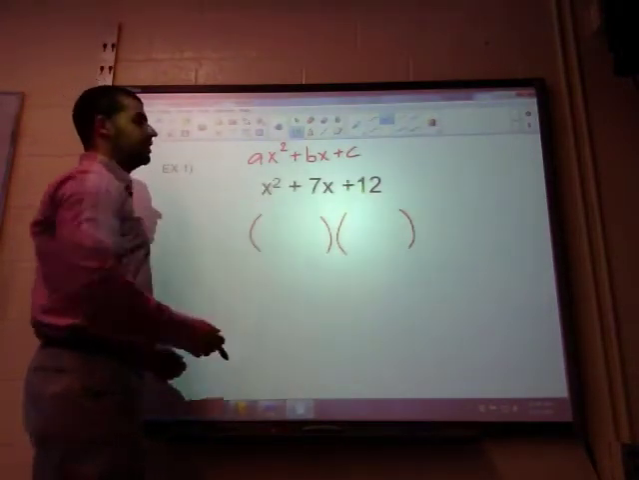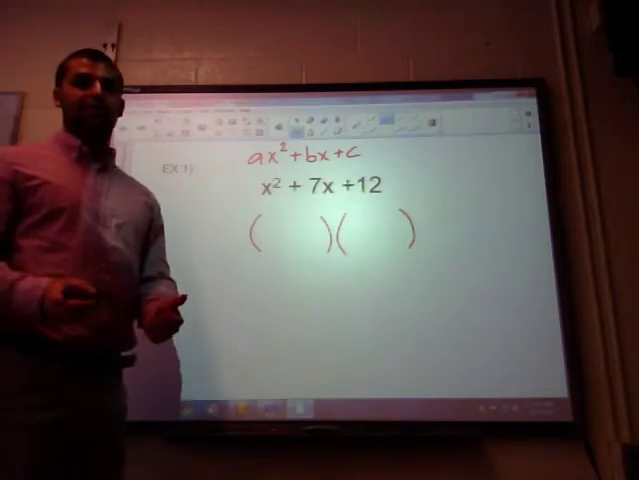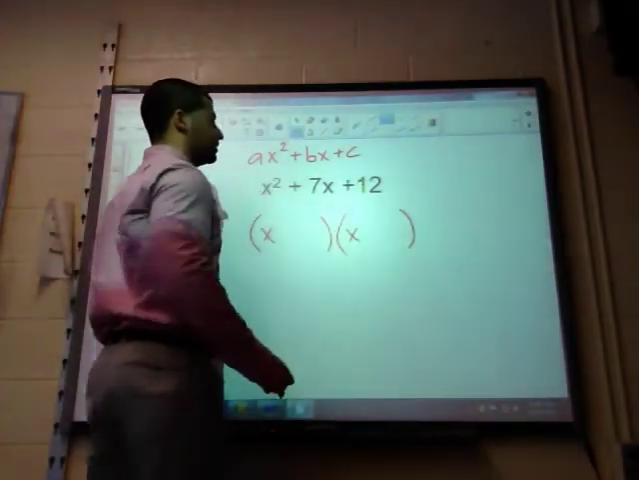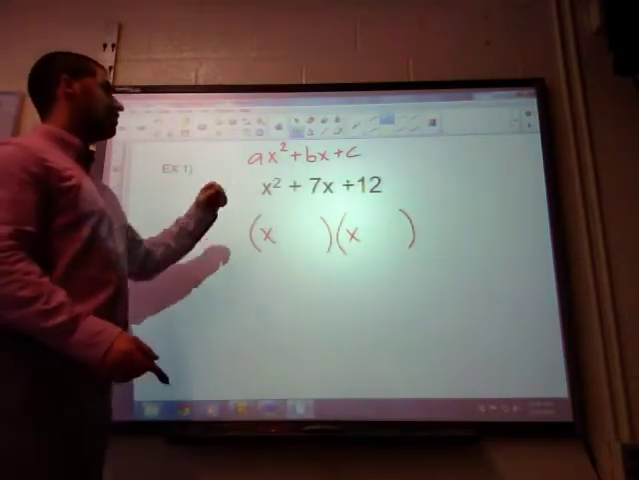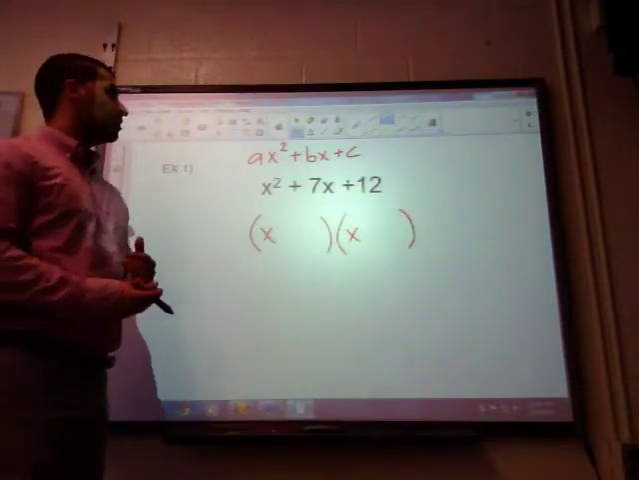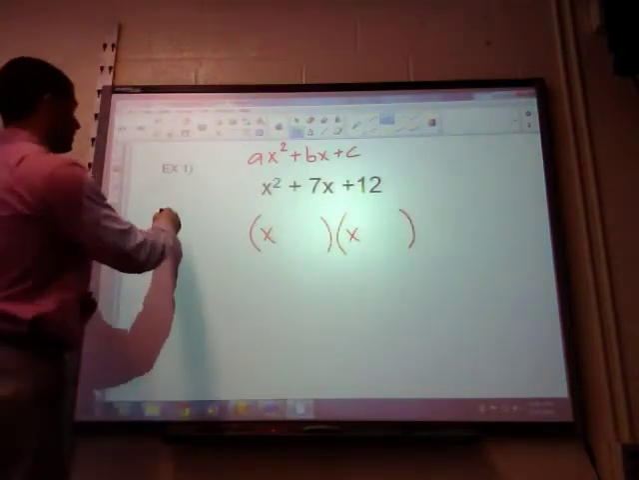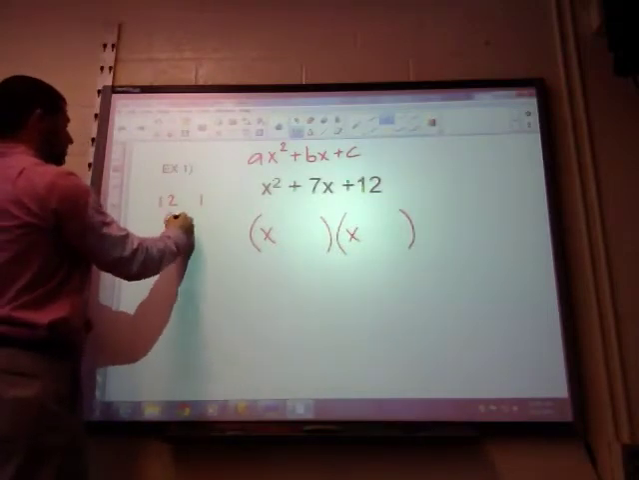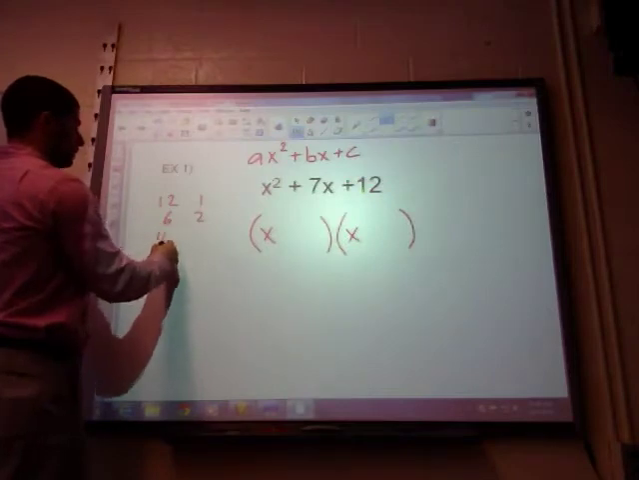Now, for x squared, there's only one thing that can multiply to x squared, and that's x and x. So we're trying to create the two binomials that were multiplied together to give us our trinomial here. Now let's look at the factors of 12. We have 12 and 1, we have 6 and 2, we have 4 and 3.